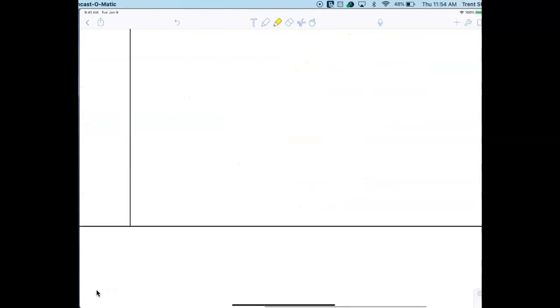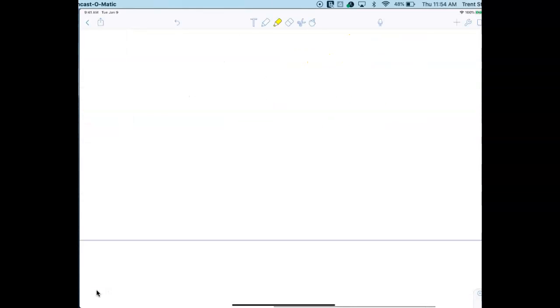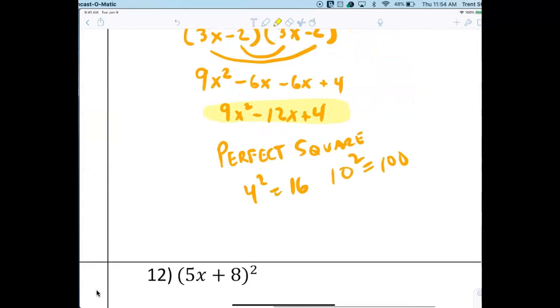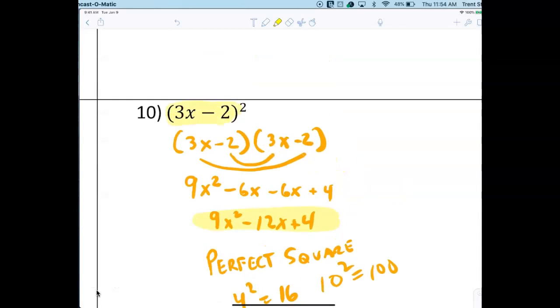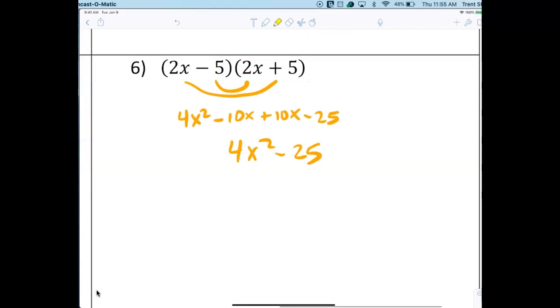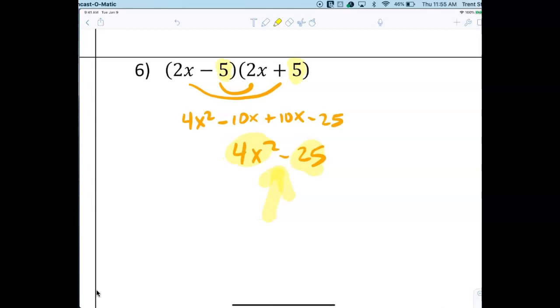Let's try one a little bit harder. Well, because this right here is a perfect square, because you're just squaring it. This one up here that I said was the difference of squares, this right here is a square, this one is a square, but that's subtraction. That's what's called the difference of squares. Because 5 times 5 is 25. You with me? Anytime you multiply something by itself, it's a perfect square.